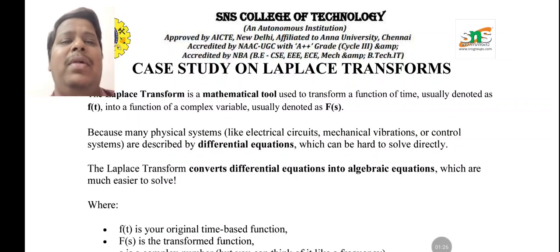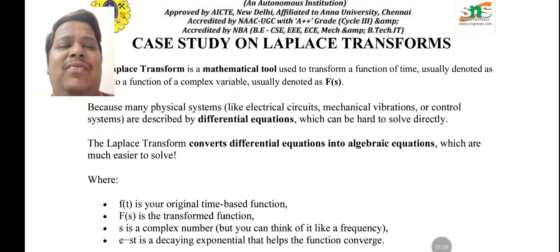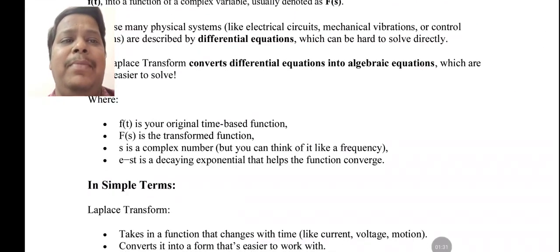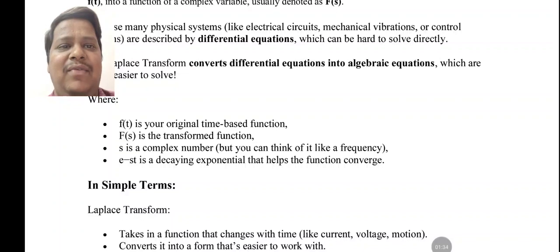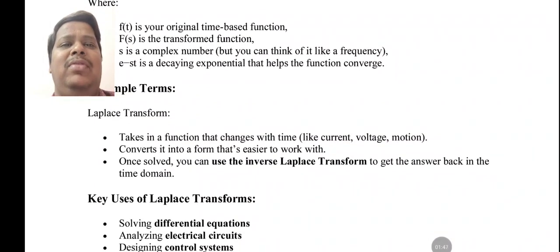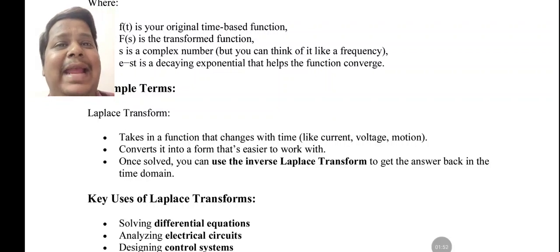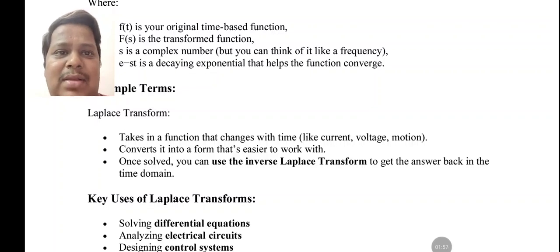In the Laplace transform, f of t is the original time-based function, and F of s is the transformed function, where s is a complex number, and e power minus st is a decaying exponential which helps the function converge. In simple terms, the Laplace transform takes a function that changes with time, like current, voltage, or motion, and converts it into a form that is easier to work with. Once we solve, we can use the inverse Laplace transform to get the answer back in the time domain.